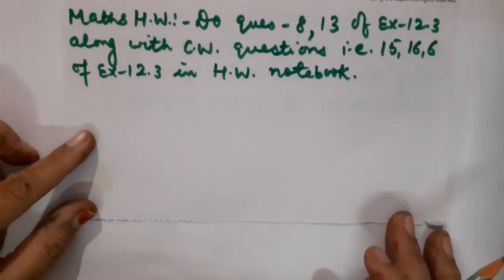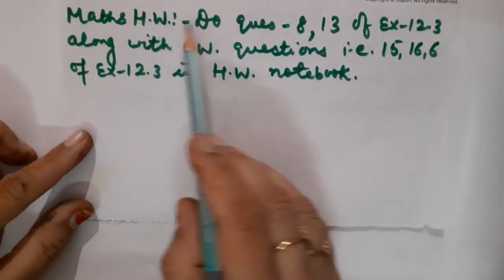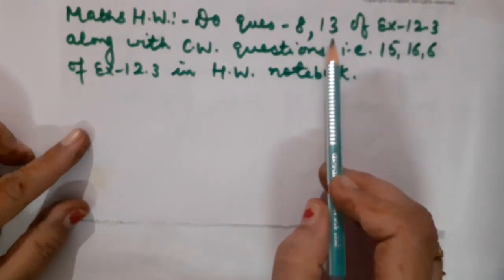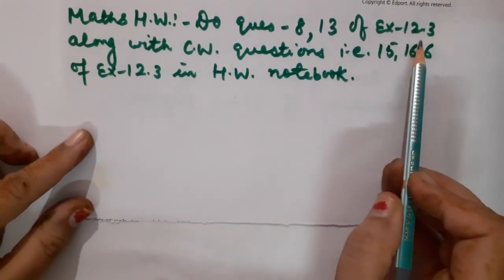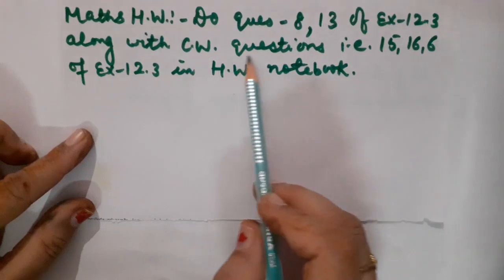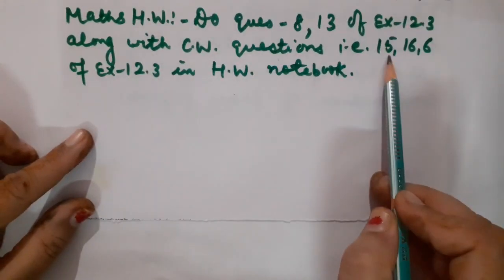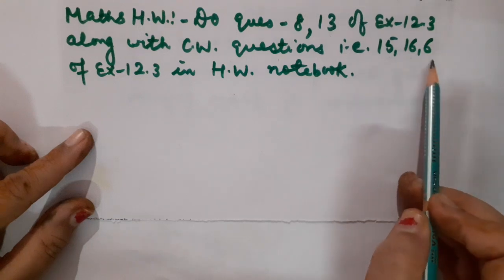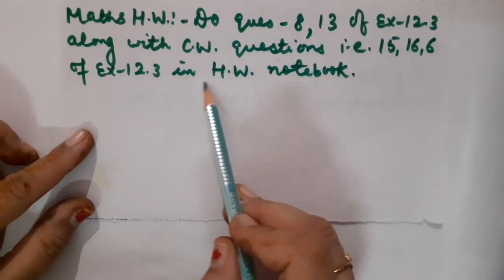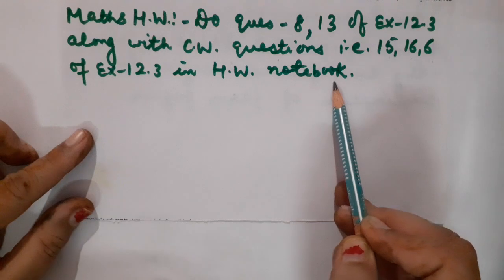So children, here is your mathematics homework. You are supposed to do question number 8 and 13 of exercise 12.3 along with the classwork questions which I have covered in today's lecture. That is 15th question, 16th question and question number 6 of exercise 12.3 in your maths homework notebook.